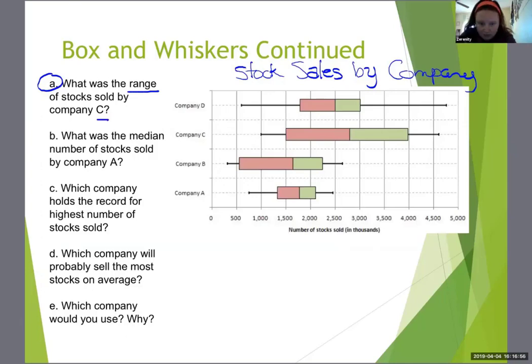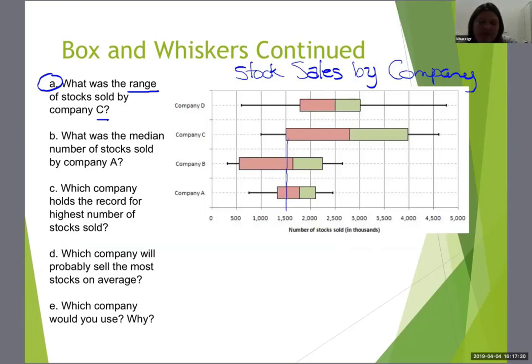So I just want the range of company C. Any ideas? It'd be like 2,500, I'm thinking. You're thinking you have a range of 2,500. So tell me where those numbers came from. Where are you looking, my dear? Well, I took the 1,500 on the pink shaded side.